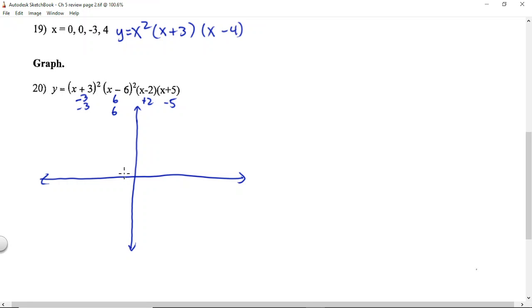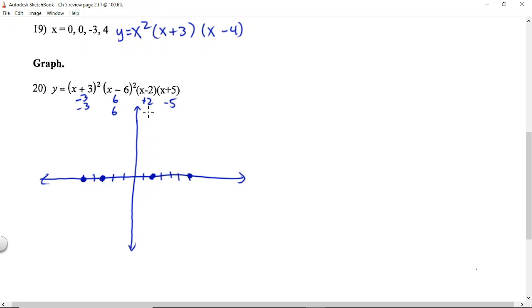So -3 right there. +6 right there. +2 is here. -5 is here. Now we need to know the end behavior, and so we can graph this.